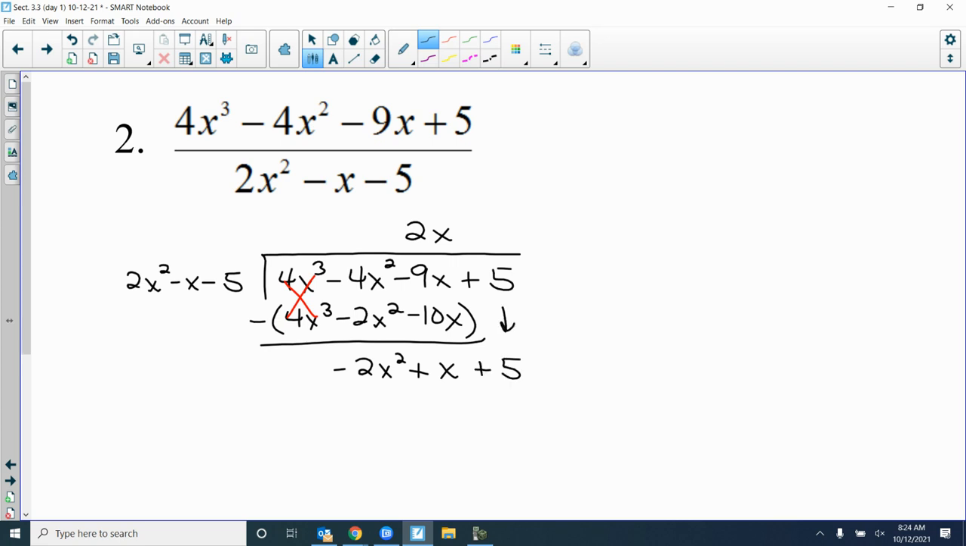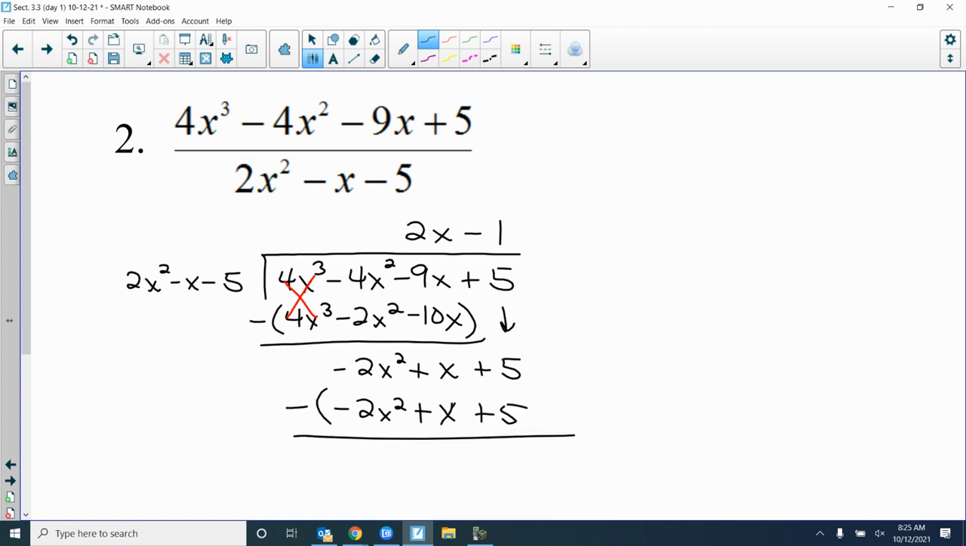Now you got a negative 2x squared. This is a positive 2x squared. So you want to say, how many times does it go into that? You want it to match up. What times 2x squared gives me negative 2x squared? It's just going to be negative 1. So you got to put the sign with it. Make this a minus 1. So negative 1 times 2x squared is minus 2x squared. Negative 1 times negative x is plus x. And negative 1 times negative 5 is plus 5.